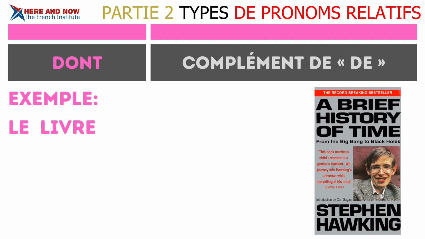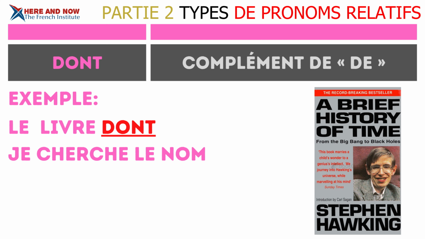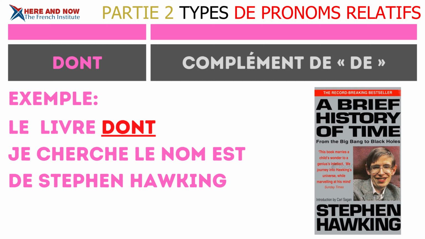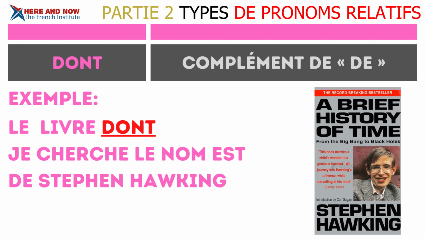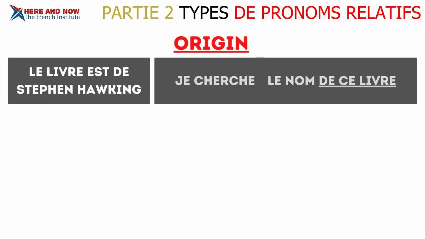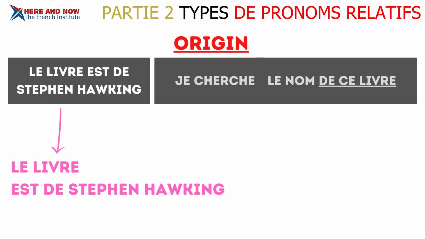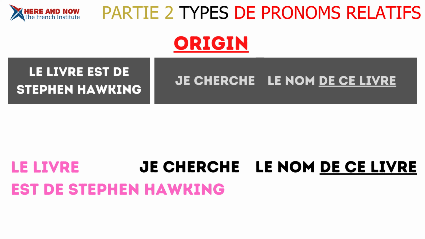Now, the example. Le livre dont je cherche le nom est de Stephen Hawking. The origin of the sentence: le livre est de Stephen Hawking. Je cherche le nom de ce livre. And here, dont replaces the complement of the preposition de.